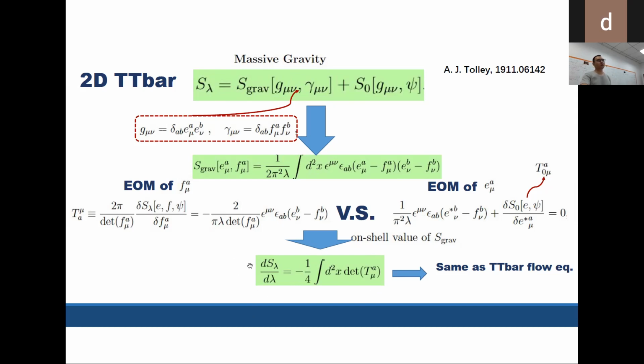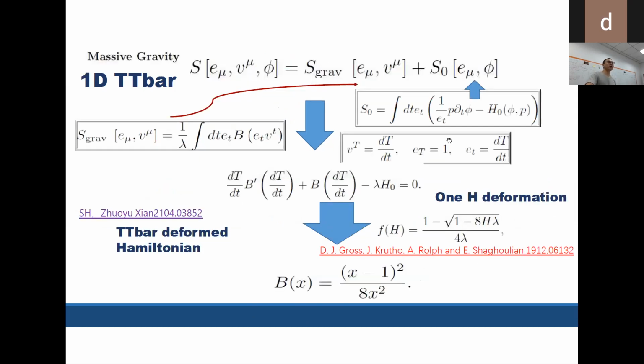This flow equation, at the classical level, is the same as the TD bar flow equation. So this is the two-dimensional story. And how about the one-dimensional case? We can use a similar technology to extend to the one-dimensional case. We put some Hamiltonian system or some one-dimensional field theory coupled with one-dimensional massive gravity, as we call it here.